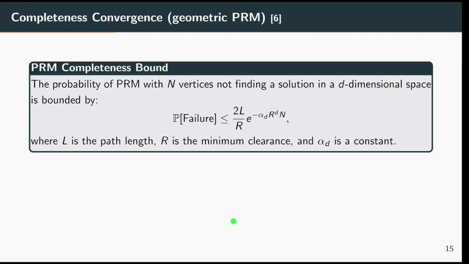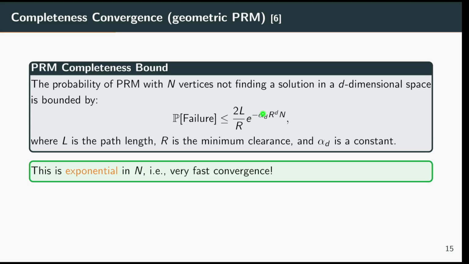And then more generically, the form of this probability looks like that, if you try to simplify it a bit. So you have 2L over R, and then an exponential function, and there you have n R to the power d, and then some alpha constant. And what's really interesting here is that this is actually exponential in n. And n, remember, was the number of vertices we sample, which means the convergence should be really fast.